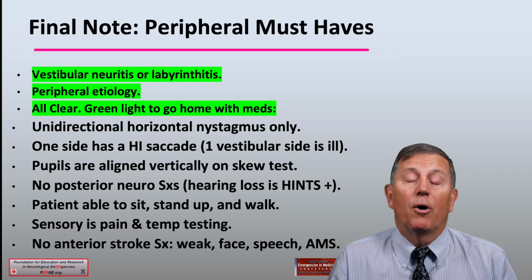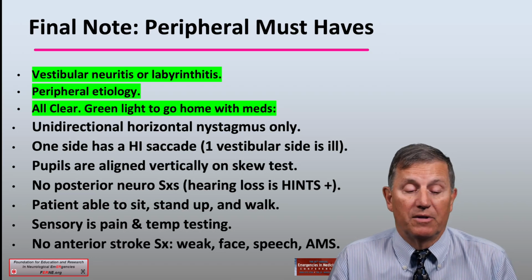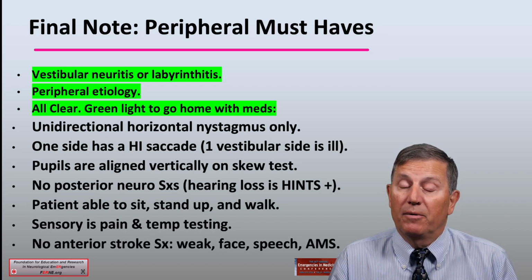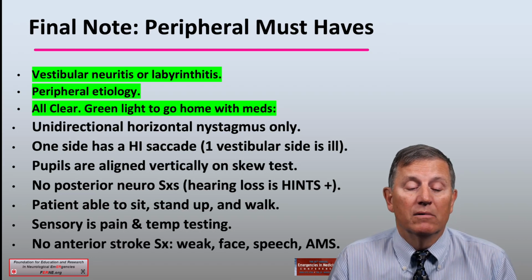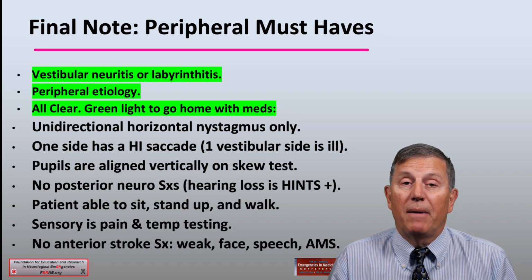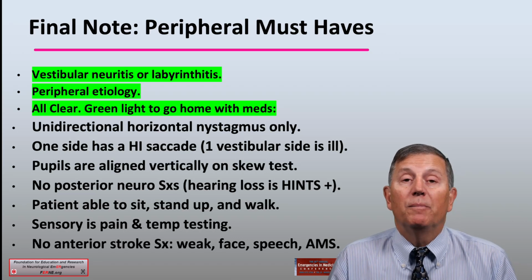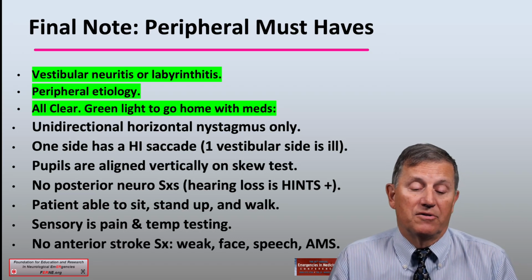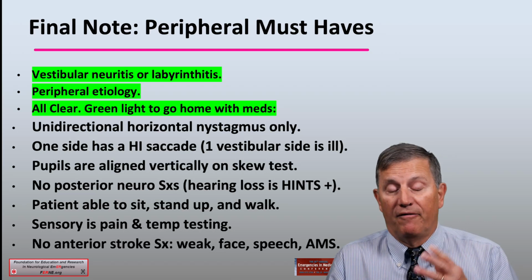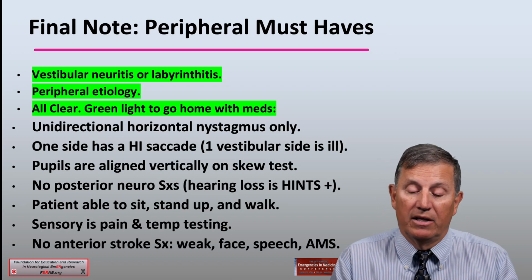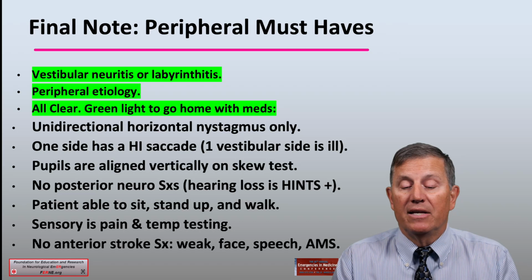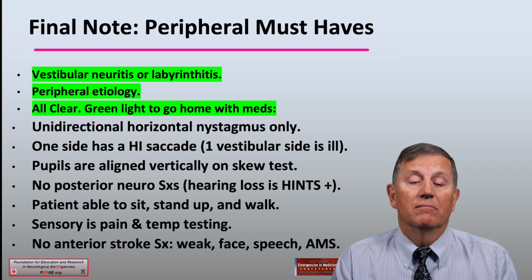There need to be no posterior neuro signs or symptoms. The patient needs to be able to sit, stand up, and walk. You need to check for sensory pain and temperature, not just light touch. And there need to be no anterior stroke signs or symptoms, no unilateral facial weakness or extremity weakness, no speech abnormalities, no altered mental status.